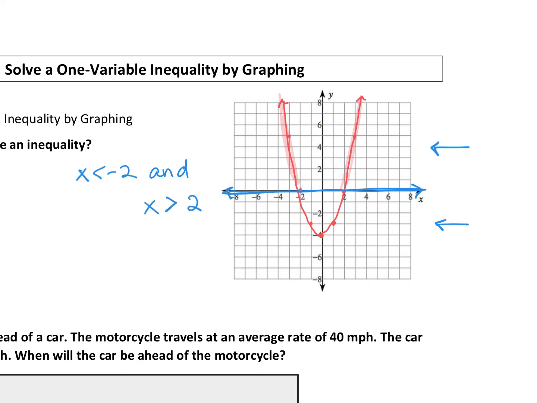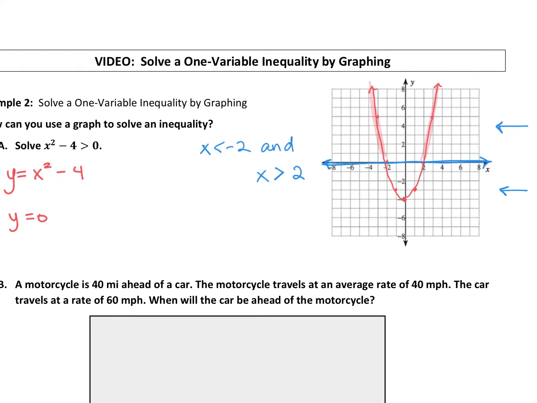It's kind of like, for this particular example, we've talked about positive intervals and negative intervals. So these would be positive intervals of your graph. This would be a negative interval of this graph. But x is less than -2 and x is greater than 2 is the solution we're looking for on that one.